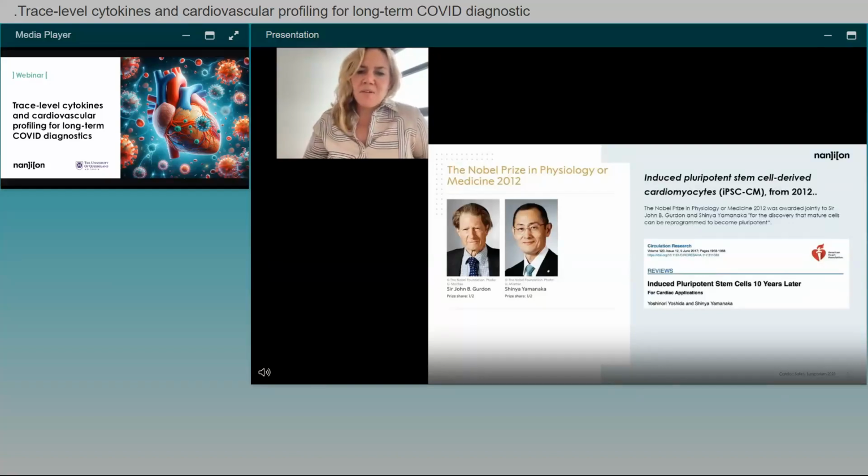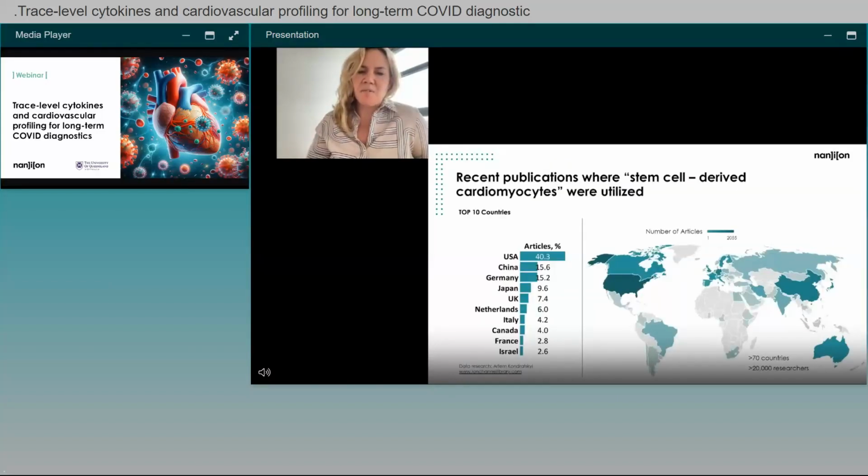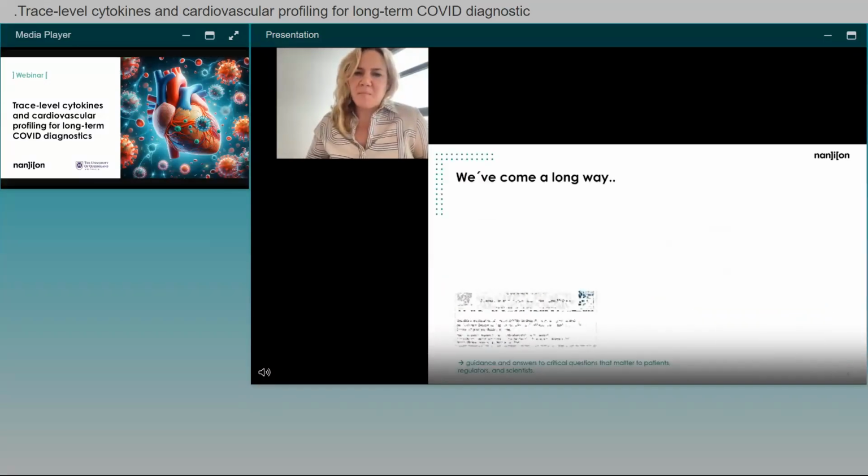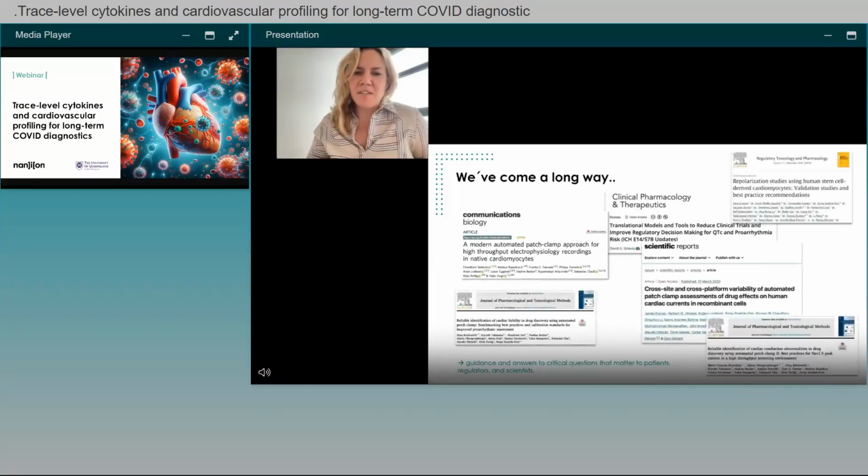Now, looking at peer-reviewed papers during the last years, we found that about 100 to 150 groups publish at least one paper per year. This is distributed over 70 countries and over 20,000 researchers. This is basically the top 10 here: the US leading, then China, Germany, and Japan, and so on. So indeed, and I'm speaking about the cardiac safety community here, we've come a long way.